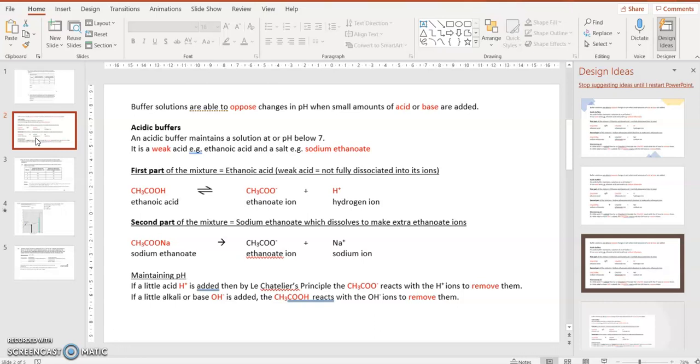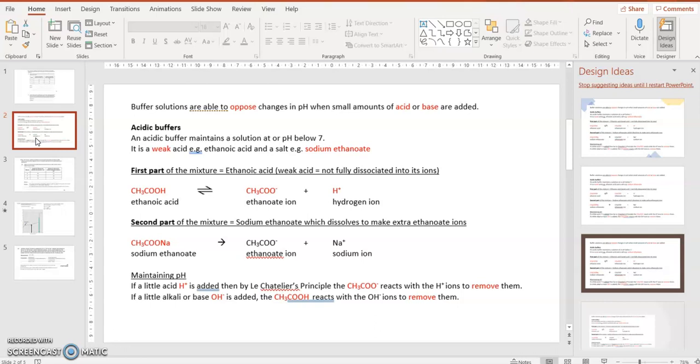So ethanoic acid is a weak acid. It dissociates in water, as all acids do, to make H+ ions, and it leaves something called an ethanoate ion, CH3COO-, behind. That's a salt. So after the H+ has been released, it leaves ethanoate ions, or a salt. In a buffer solution, you need to add a little bit more of that salt. So that's what a buffer solution is: the weak acid making ethanoate ions and hydrogen ions, and you've got to add a little bit more of that salt.